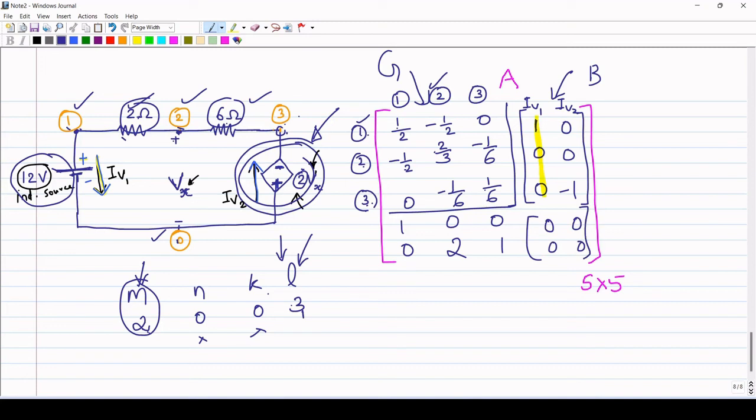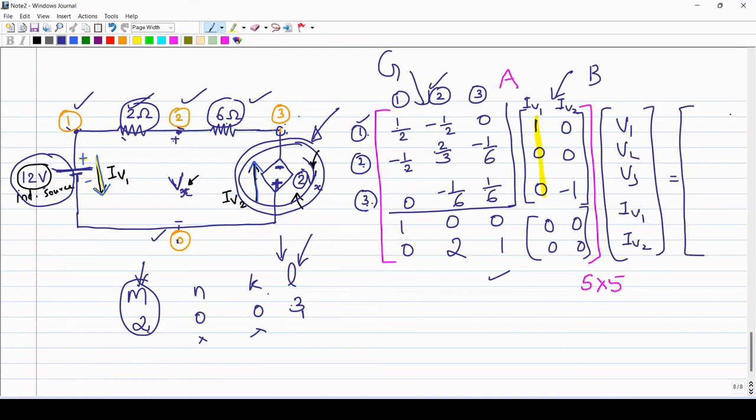And the D matrix is a 2 by 2 zero matrix. Since we have two voltage sources, it will be of size 2 by 2 and the entries are zeros. So like this you can fill the A matrix, and the variable matrix is V1, V2, V3, the node voltages, and the currents through the voltage sources.